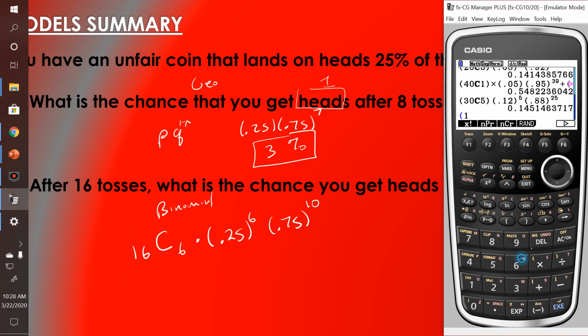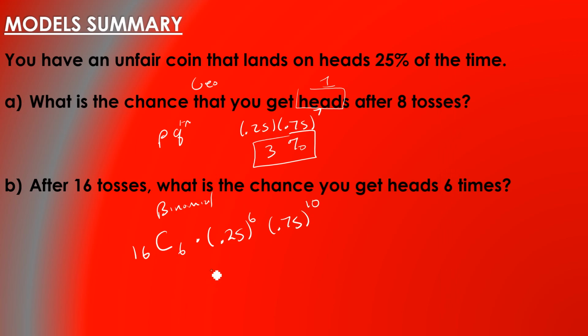So I'm going to type in 16 tries, choose 6 of them, 0.25 to the 6, 0.75 to the 10. And 11% chance. And I think that actually wraps up this section, but I'll just double check. Yep, that wraps it up.